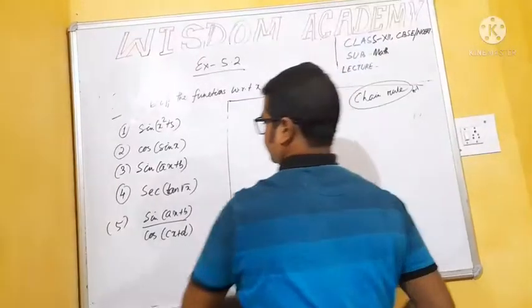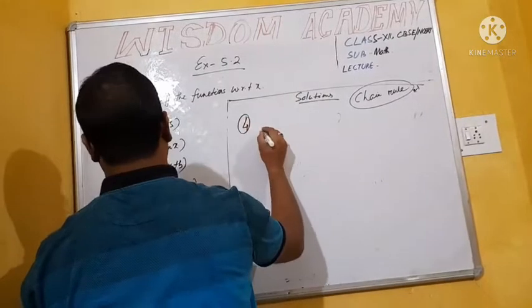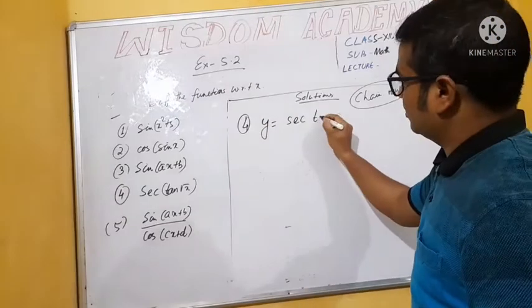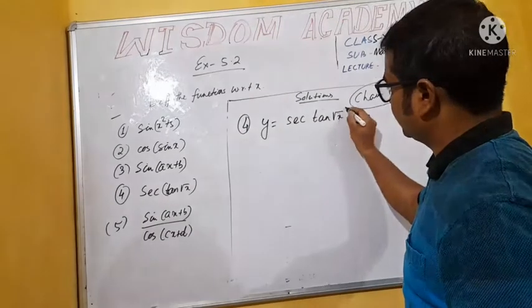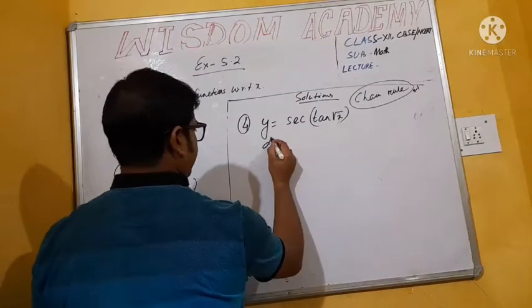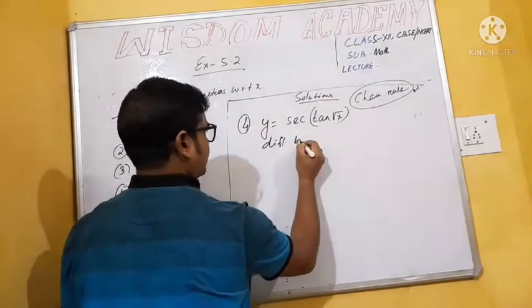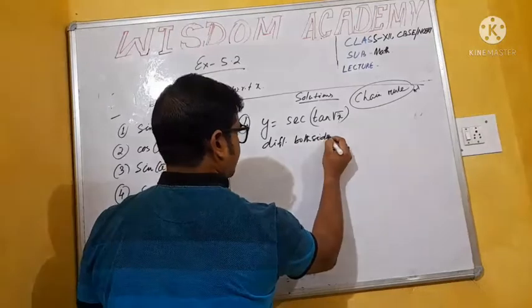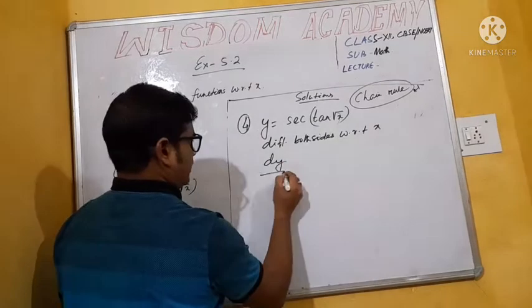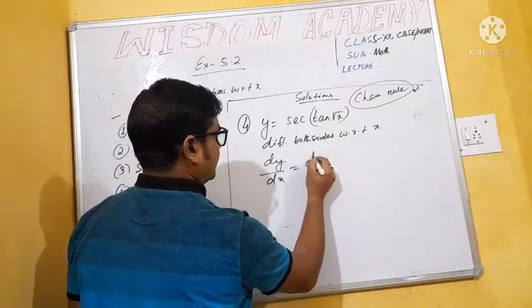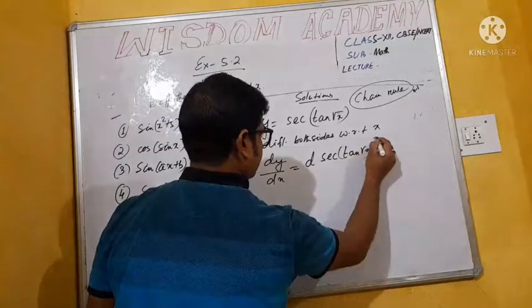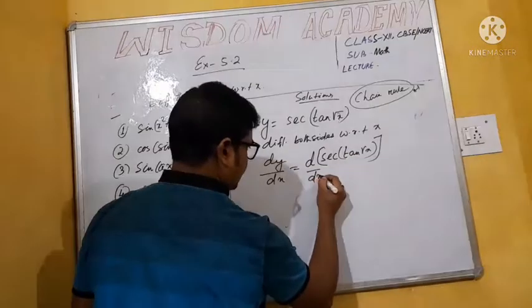Next question. Question number 4. Let y is equal to sec of tan root x. Differentiating both sides with respect to x, dy upon dx is the derivative of sec of tan root x with respect to x.